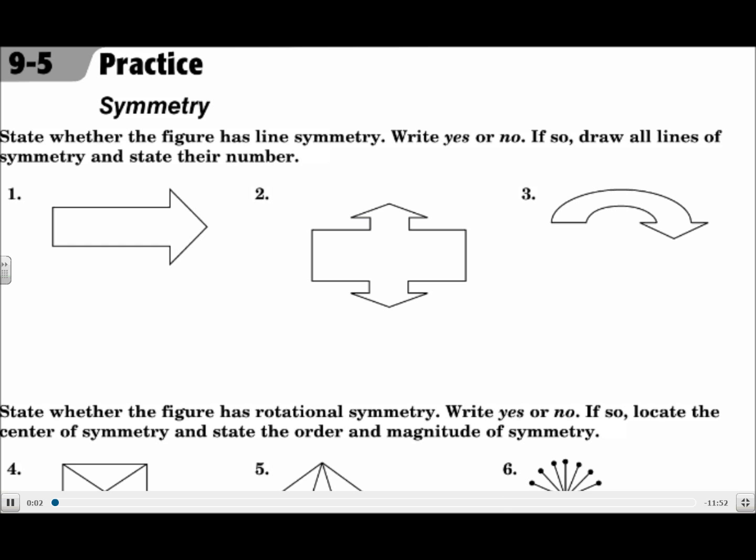This is lesson 9.5, Symmetry. Your objectives are to identify line and rotational symmetries in two-dimensional figures and to identify plane and axis symmetries in three-dimensional figures. In a two-dimensional figure, there is line symmetry if the figure can be cut in half.